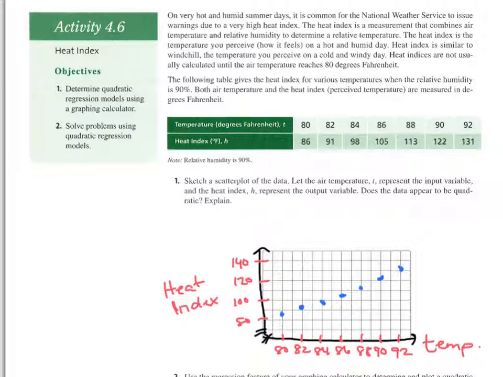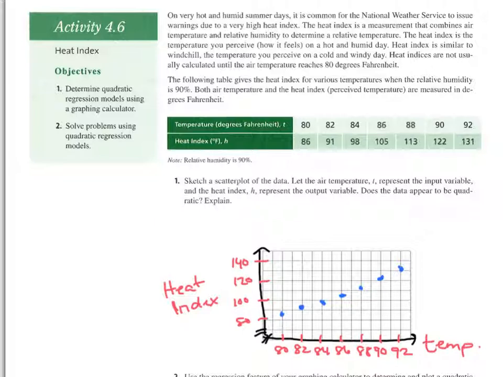In this situation, it's saying on a very hot day the National Weather Service issues warnings due to very high heat index. So we've got a table of values that shows certain high temperatures. Keep in mind it's only for these temperatures, where the humidity is 90%, and then it gives the corresponding heat index. The first thing we're asked to do, just like we've done for all these other activities, is to make a scatter plot of this.